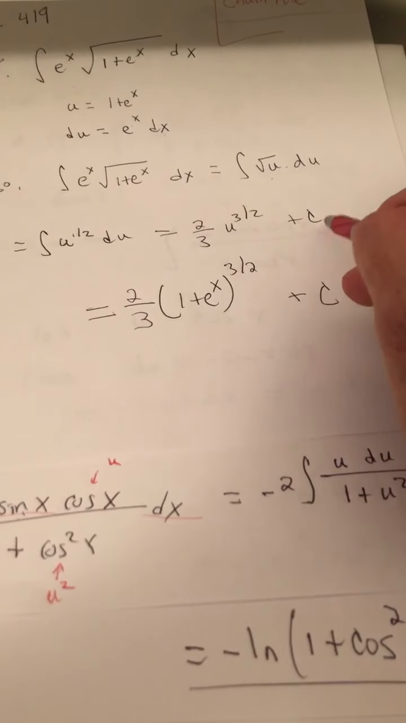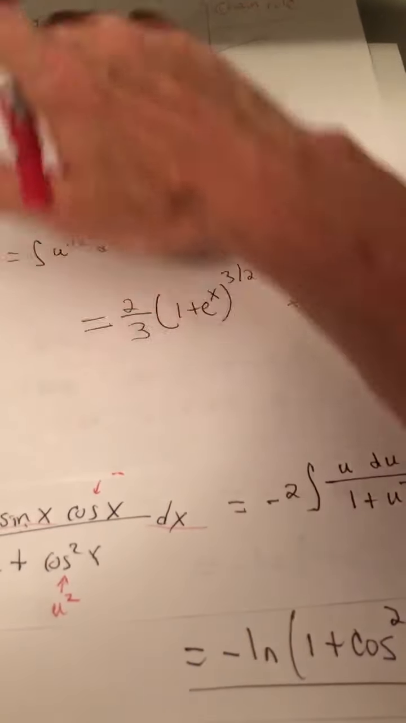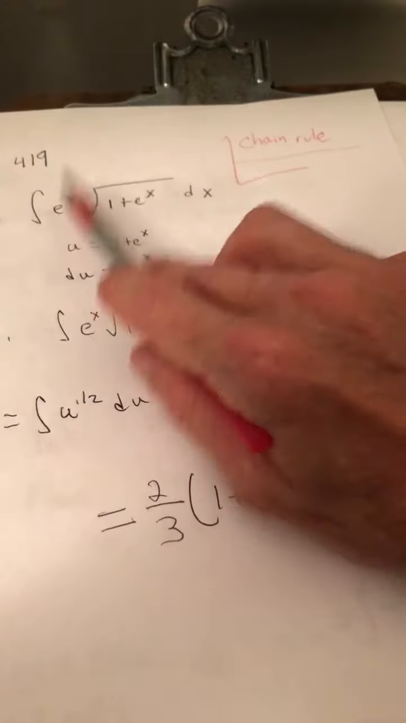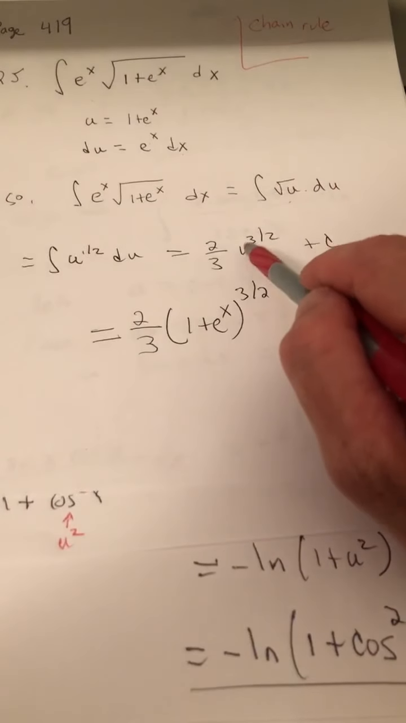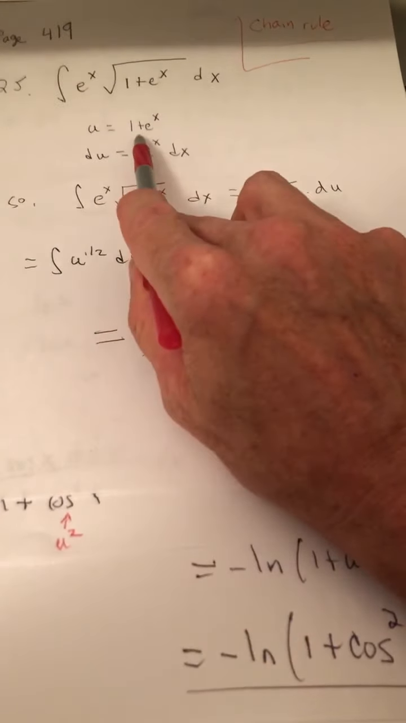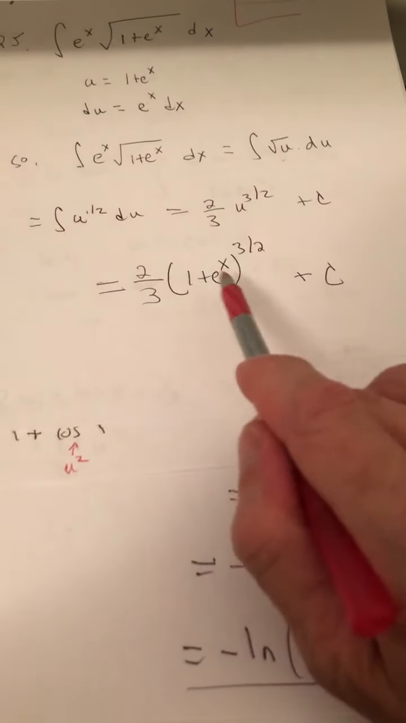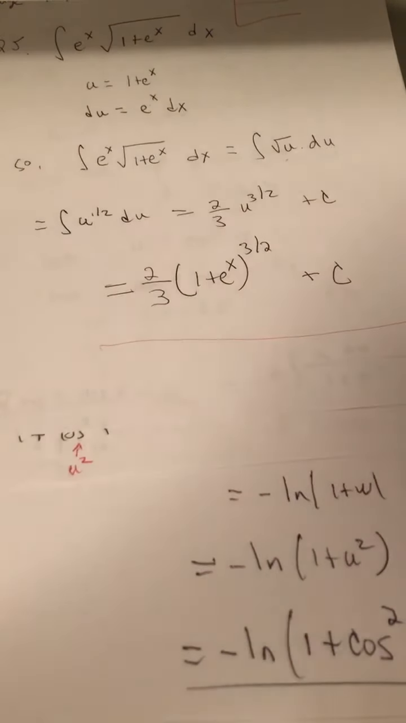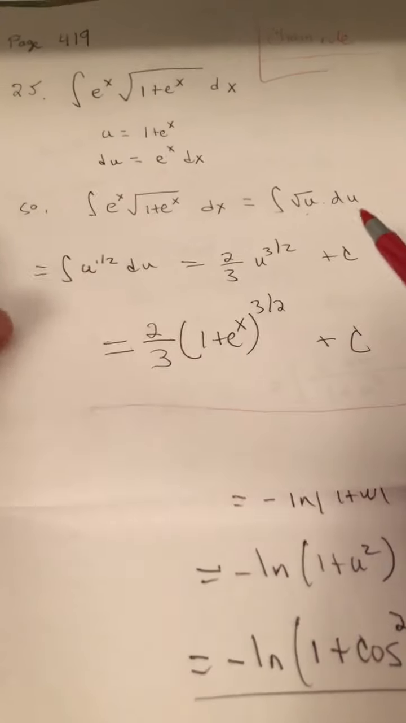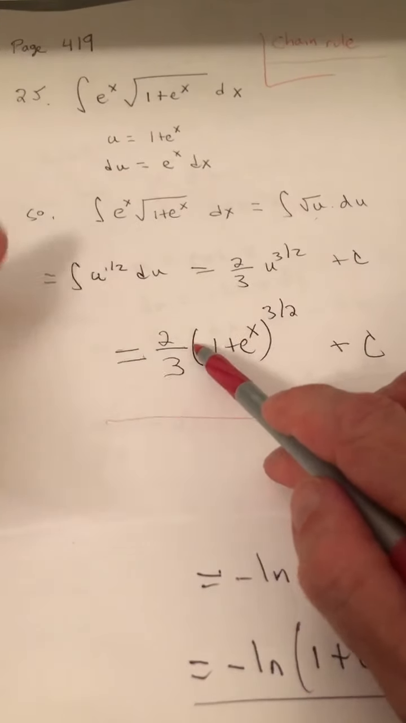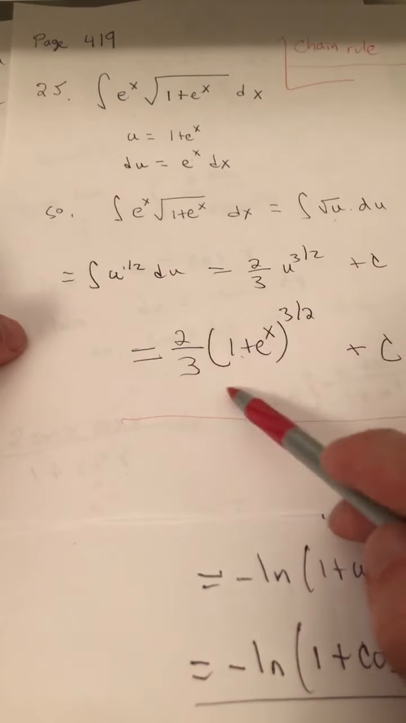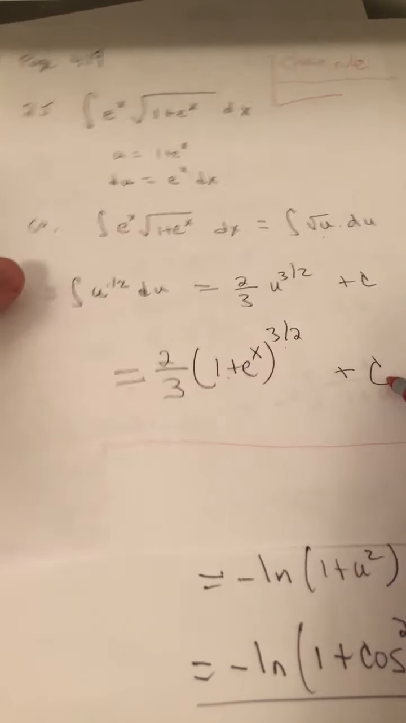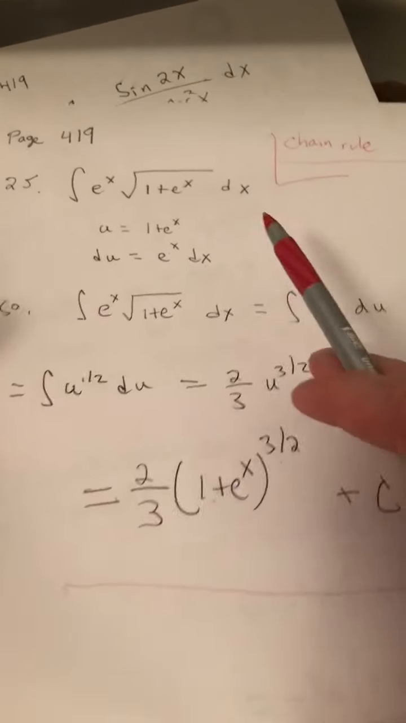Don't forget about that. Now we're not done with the problem yet, because remember this original problem was in terms of x. So replace u with 1 plus e to the x. So the result is 2/3 times the quantity 1 plus e to the x, the quantity raised to the 3/2, plus c. Now to check your answer, what you can do is differentiate.